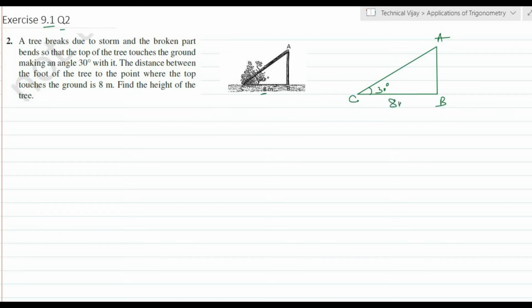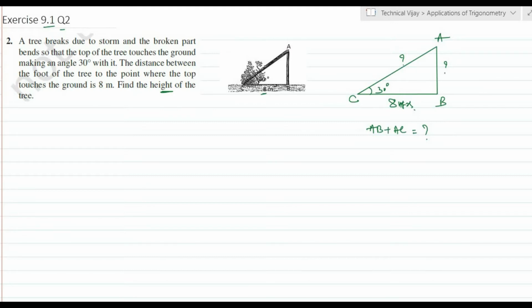So BC is equal to 8 meters. Find the height of the tree. The height of the tree is nothing but AB plus AC, so we have to calculate the AB plus AC distance. He has given BC, so this and this both we have to find out.